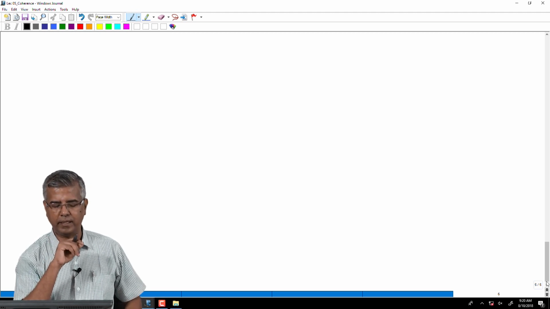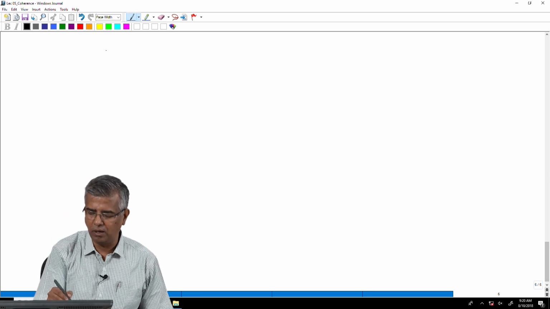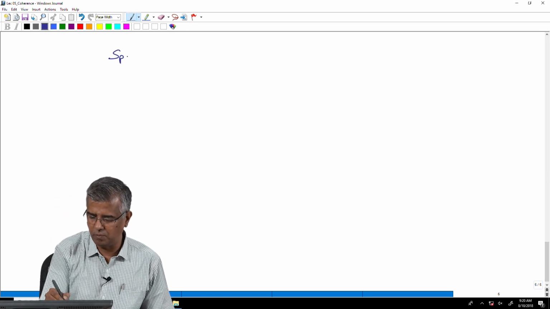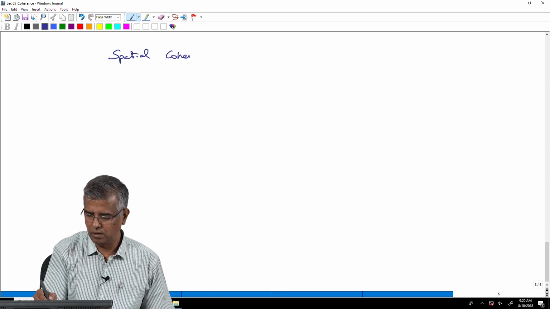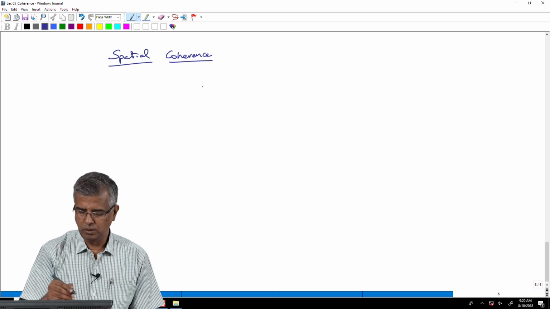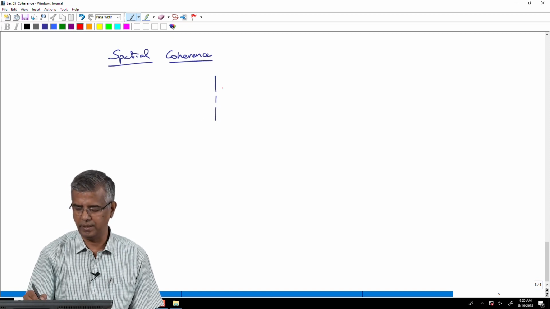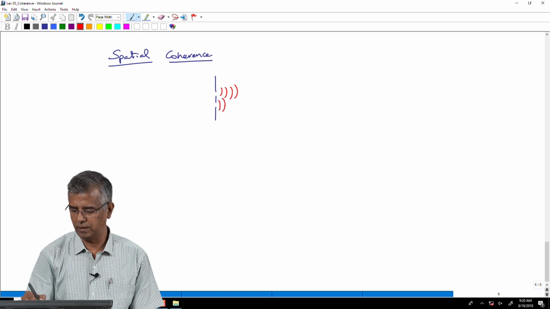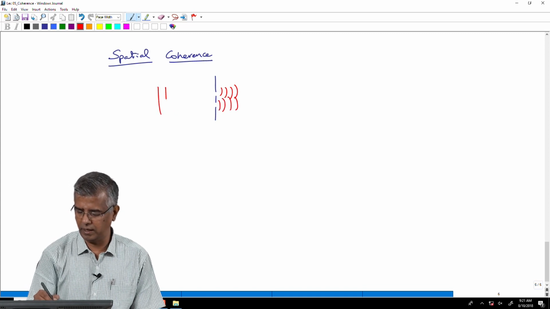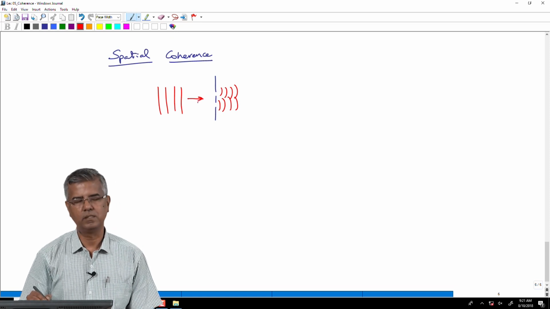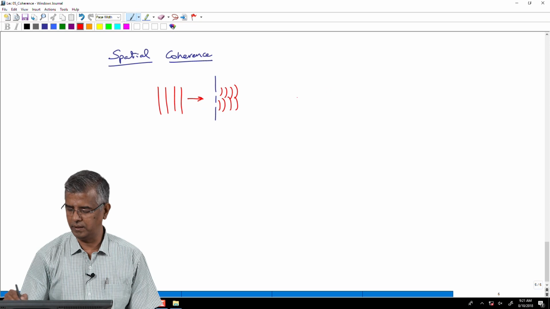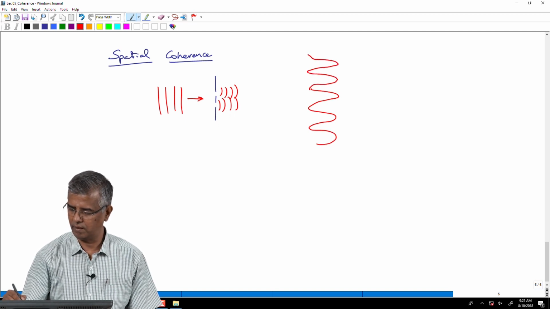But before I go to that, I want to give you an idea of what spatial coherence is all about. To understand this, let us just go back to your Young's double slit experiment, wherein we said, okay, you have these two wavelets that are generated when you have this plane wave that is incident on it, and then in the distant observation point you are actually seeing constructive and destructive interference, right.